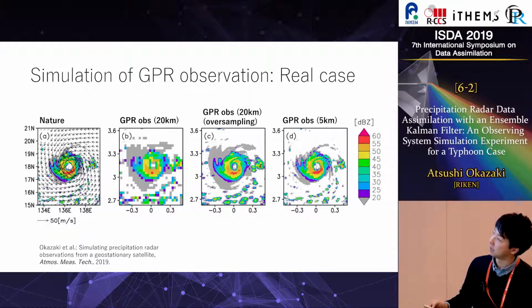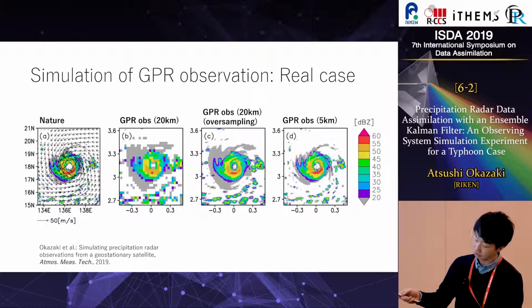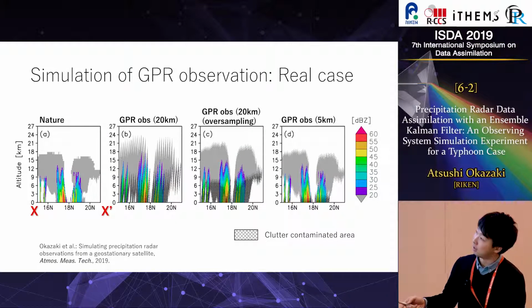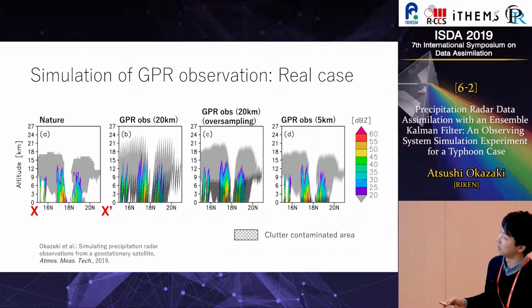So this is the case of 20 kilometer. And if we can use a 5 kilometer resolution beam, the pattern is quite similar to the nature run, and the value is also very close to the nature run. When you make a slice here, the cross section is like this. The hatched area shows where the signal to clutter ratio is higher than 0, and we refer to that area as the highly clutter contaminated area.